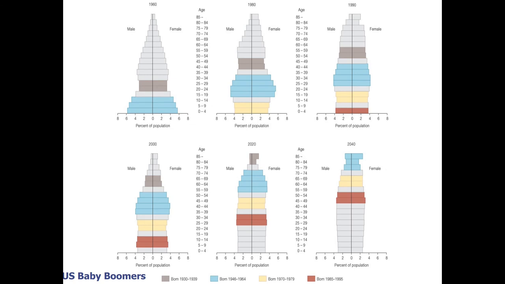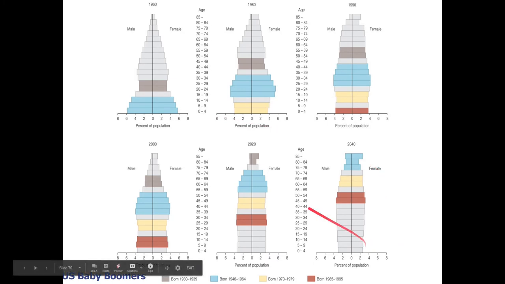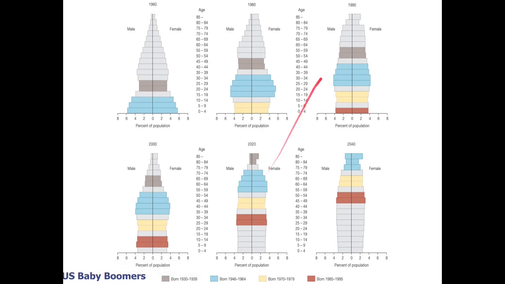And then here's the U.S. over time. So you can see 1960, we were growing much more rapidly than, 2040. That was a projection, but now it's here. So you can see, like, here were the baby boomers born in the 60s, the boomers growing out and gradually dying.